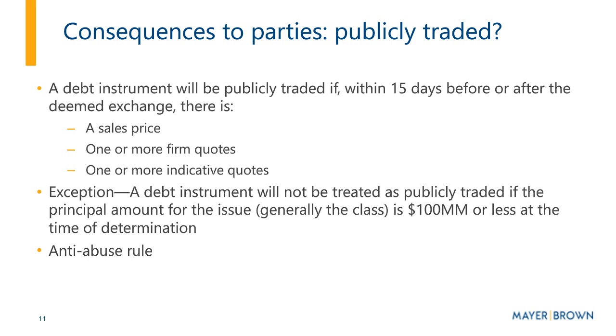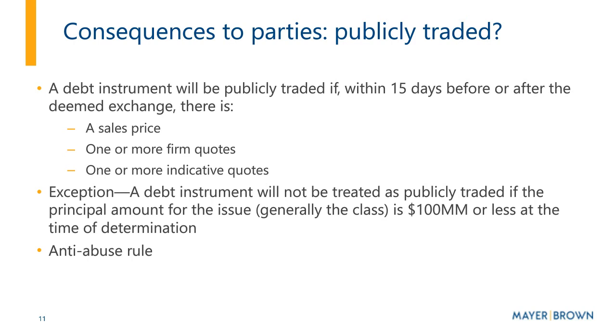And then the final category is an indicative quote, which is a quote from one broker dealer or a pricing service that is not necessarily substantially the same as the price at which the person receiving the quoted price could purchase or sell the instrument. So this is where it's really broad, because it doesn't even have to be the price that the instrument could actually be sold. It just has to be a price that someone gave to the instrument. So as you can see, it's pretty broad.